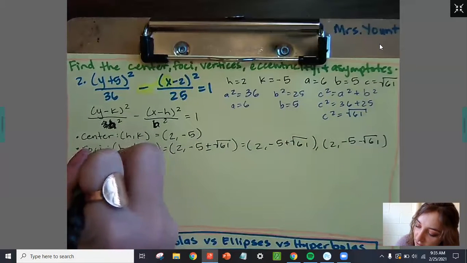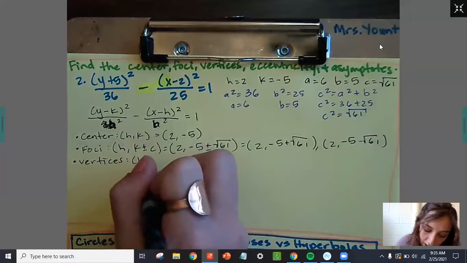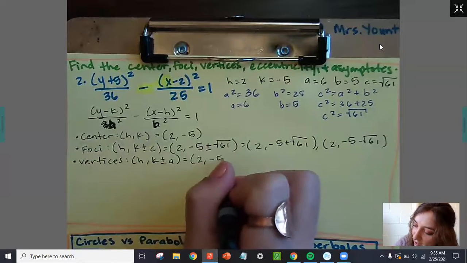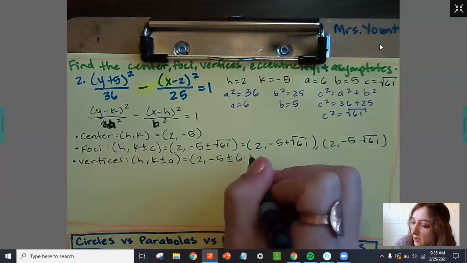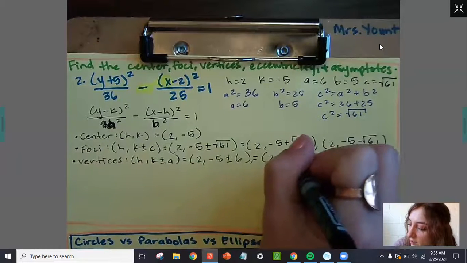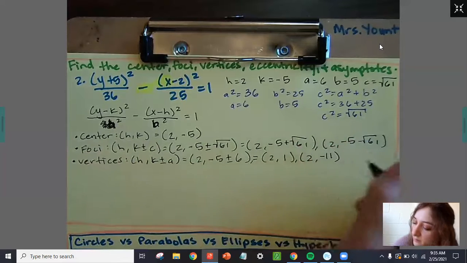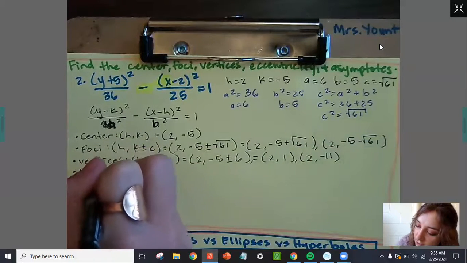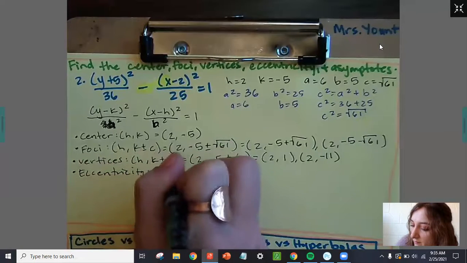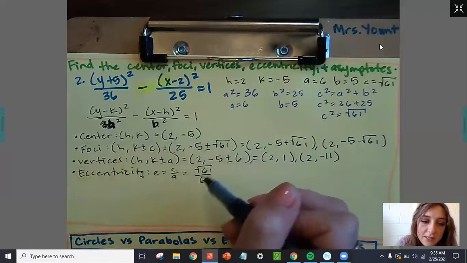Okay, the next thing is our vertices. The formula for our vertices is h comma k plus or minus a. So we have 2 comma negative 5 plus or minus a, which is 6. So this is going to give us our two vertices. Negative 5 plus 6 is 1, so 2 comma 1. And then we also have negative 5 minus 6, which is negative 11. Our eccentricity is c divided by a. So c is the square root of 61, a is 6, so that's our eccentricity there.